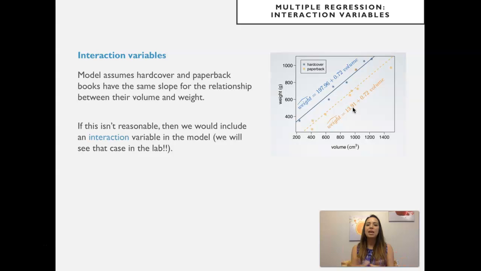But that's when you plot the data and you ask R to fit these individual lines, and it suggests that they're not quite parallel. So it suggests to us that we shouldn't just put volume as a variable and hardcover or paperback as a variable, but also a volume-hardcover interaction variable in the model. And I'll show you how to do that in the lab. Okay?